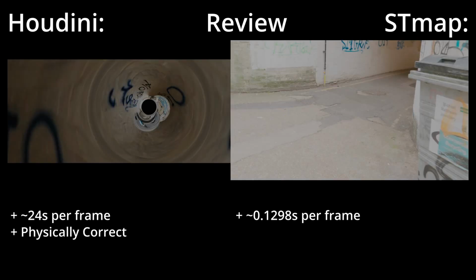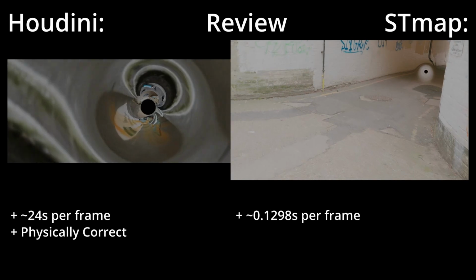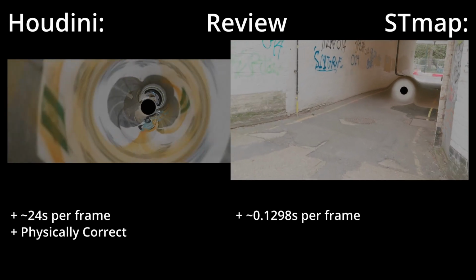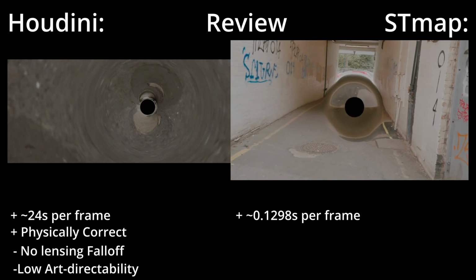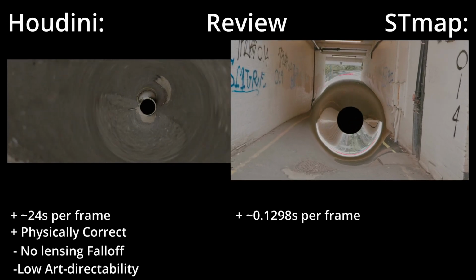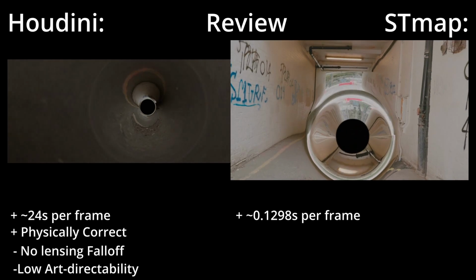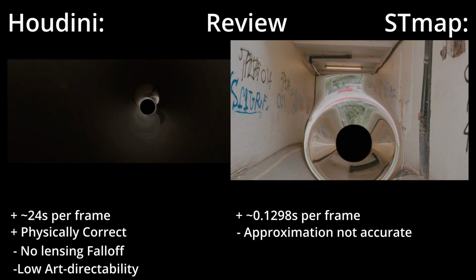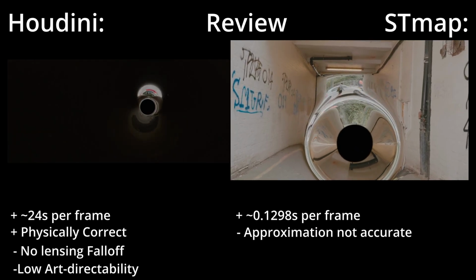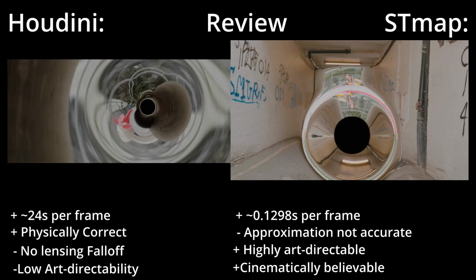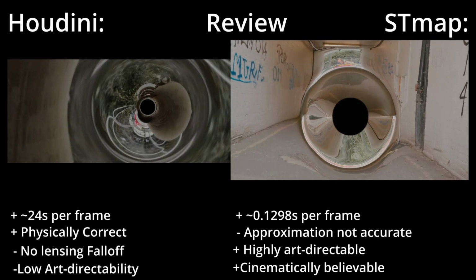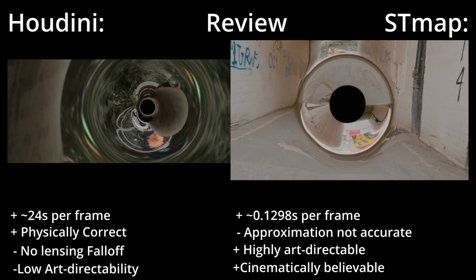In terms of physical accuracy, the Houdini workflow produces more believable light behavior due to its simulated ray bending. However, the lensing lacked realistic spatial falloff and remained visible across the entire frame. The STmap workflow was less physically accurate because no real ray calculations were taking place. The final distortion depended heavily on artistic input and adjustment by the compositor. Despite this, the results remained cinematically convincing for many situations.